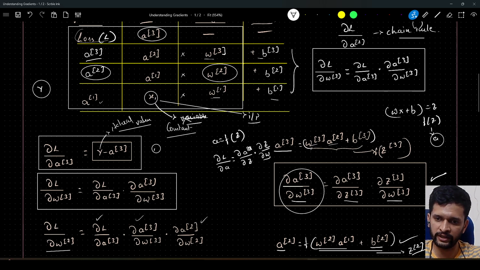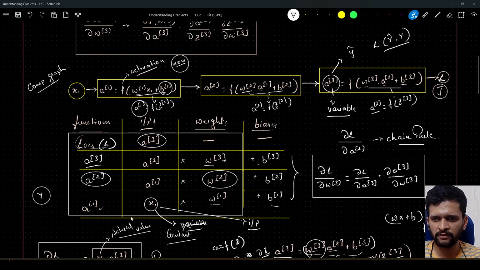So how to calculate this? We have Z3 equal to W3 into A2 plus B3. We call this Z3 and we apply some function and then call it A3. Now in order to calculate the effect of weight change on A3, we need to calculate the effect of change on A3 when Z3 changes, multiply that with the effect of weights on Z3, then we will get the effect of weights on A3. So that's what I have written here in the end. So this is how we calculate the gradients at layer 3. It's not complex and it's very easy to understand also.